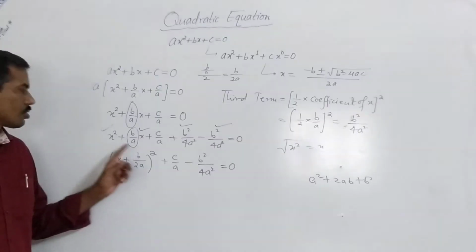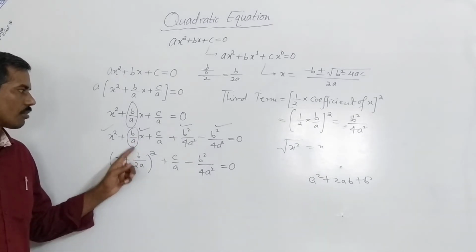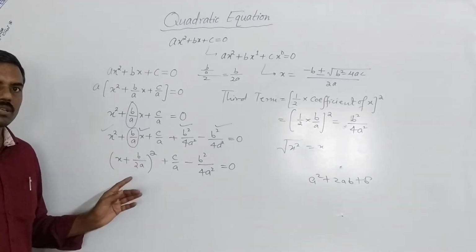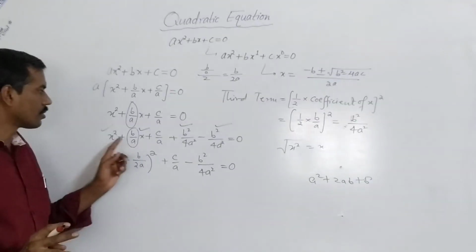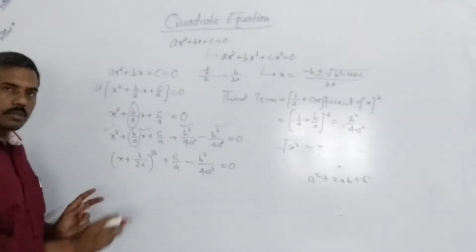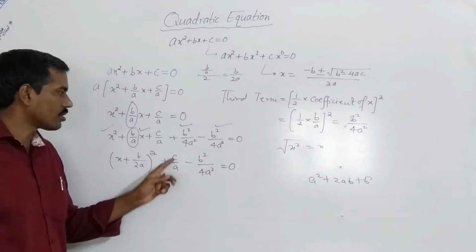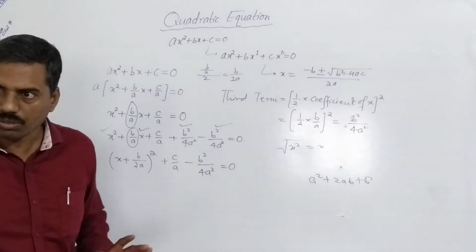a plus b to the whole square: x square plus b square plus 2ab means b upon a x. Three terms are included here. There are five terms: first, second, third, fourth, fifth, in which three are here, and the remaining two are c upon a minus b square upon 4a square equal to 0. Okay.